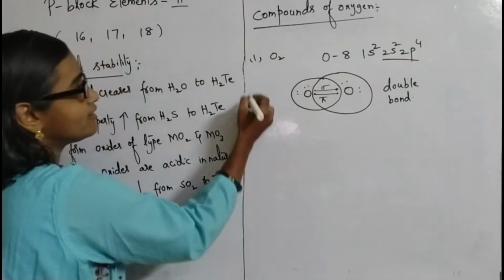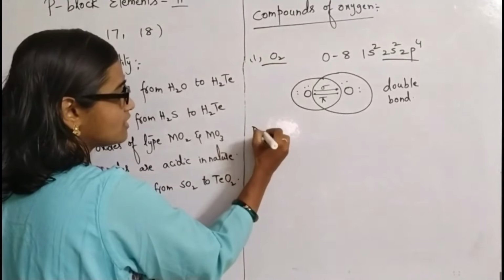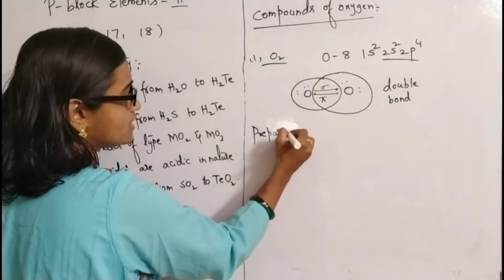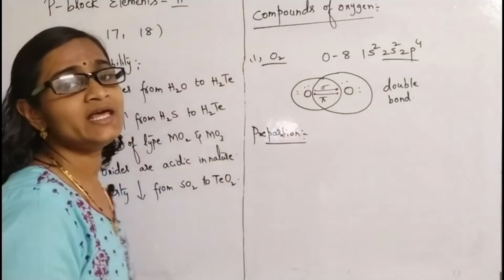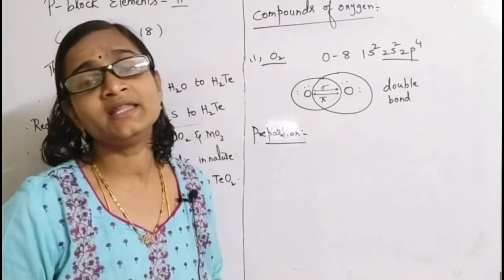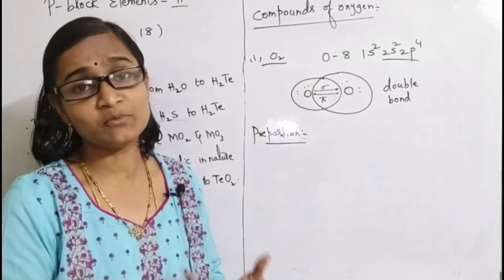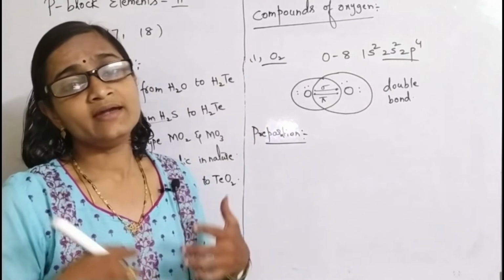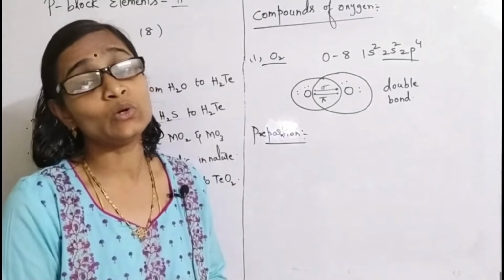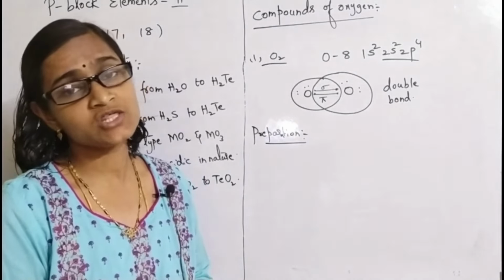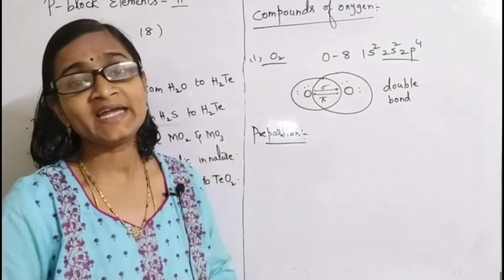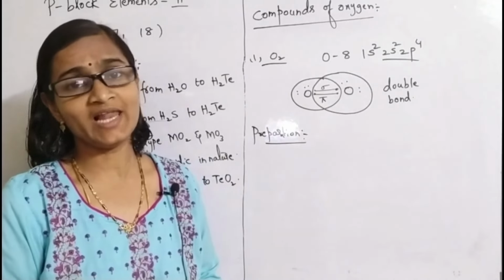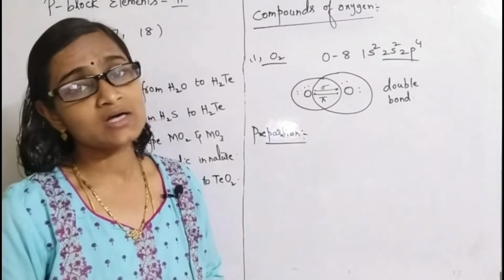If you go for laboratory preparation of oxygen, generally oxygen can be obtained by thermal decomposition of certain carbonate salts and certain chlorate salts, like potassium chlorate and potassium permanganate if you heat them. Thermal decomposition will happen and you will get oxygen gas.